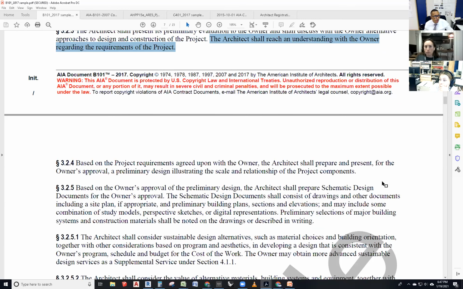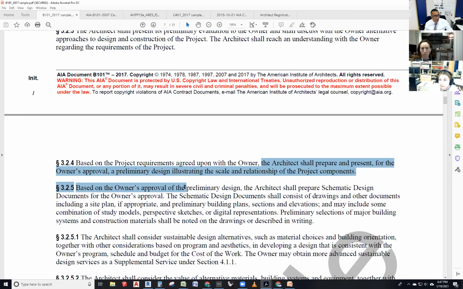Now, section 3.2.4: based on the project requirements agreed upon with the owner, the architect shall prepare and present for the owner's approval a preliminary design illustrating the scale and relationship of the project components. So for this preliminary design, you have your survey, you have your plans, and it's just really big picture, talking about here's where all the spaces go. It could even be a bubble diagram on the site that is blocked out.